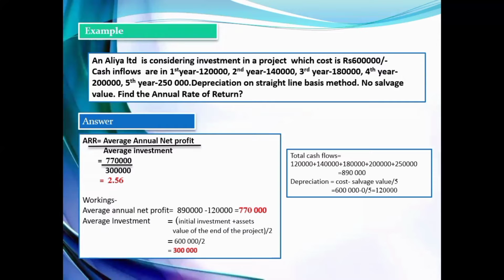Average investment equals initial investment plus assessed value at the end of the project divided by 2. Initial investment is 6 lakhs. Assessed value at the end of the project is not given. So 6 lakhs divided by 2. Average investment became 3 lakhs. Therefore, 770,000 divided by 3 lakhs. Average rate of return became positive 2.56.